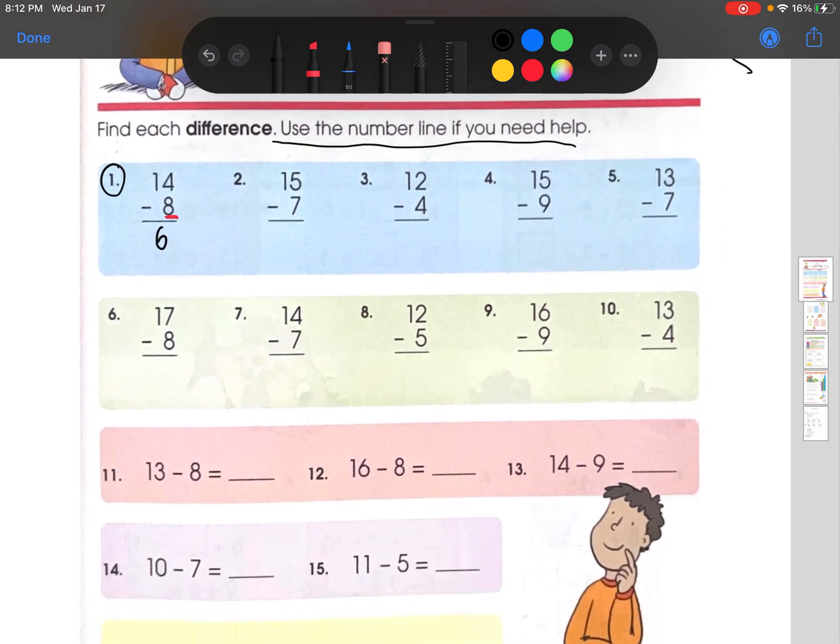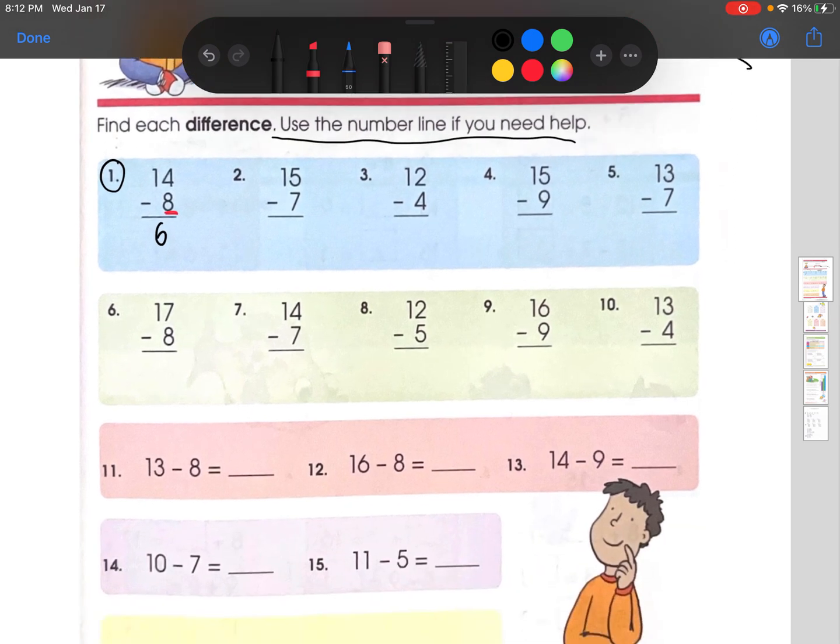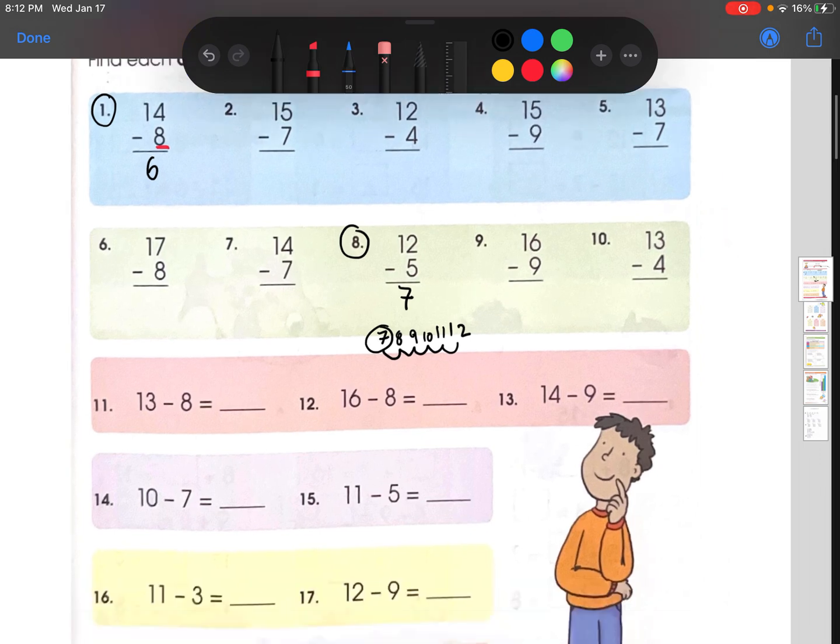Alright, let's do number 8. For this one, it's 12 minus 5. This one we'll write out. I'll write it out here. 12, and you count backwards. 1, 2, 3, 4, 5. If you count 11, 10, 9, 8, 7. Boom. 7 would be your answer.